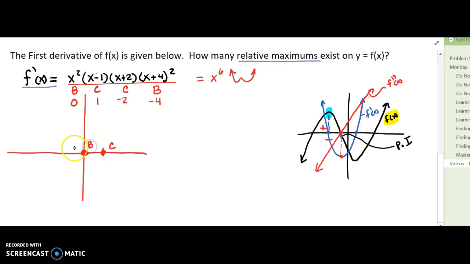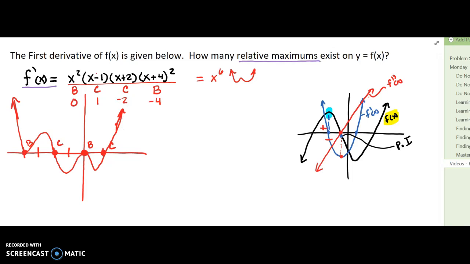Cross, bounce, negative 2, I cross, negative 4, I bounce. And I know that I am high to high, so that helps me draw bounce, cross, bounce, cross.